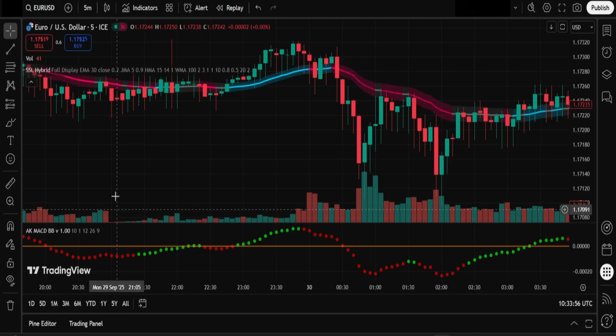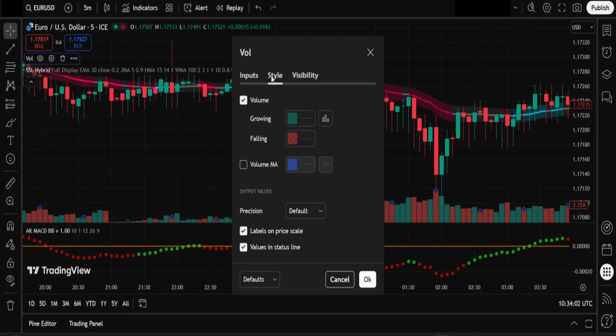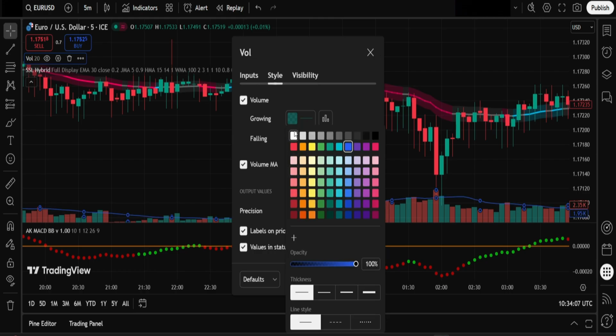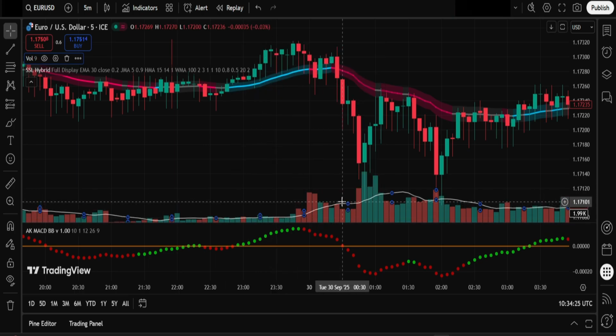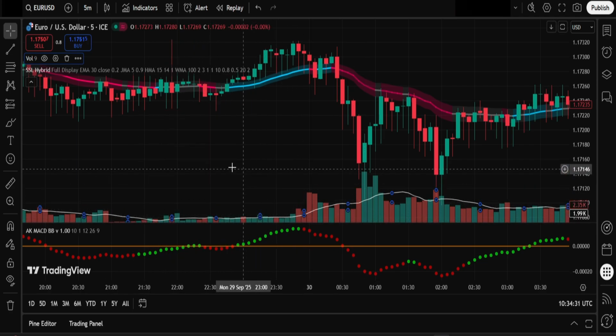Third is Volume Indicator, our participation filter. Open Settings, Style, enable Volume MA, and set that MA color to white so it's easy to read. In Inputs, set MA length to 9. Our rule is binary. Only take trades when the current volume bar is above the volume MA. If it's below, we skip. Thin participation is where good ideas go to die.